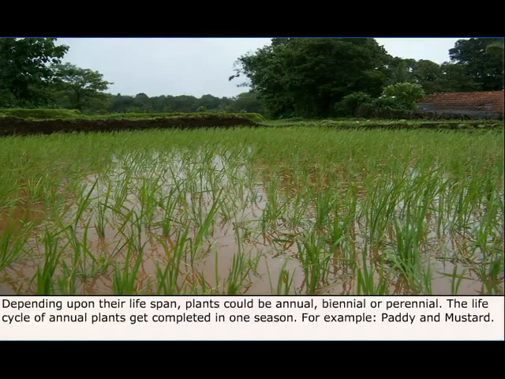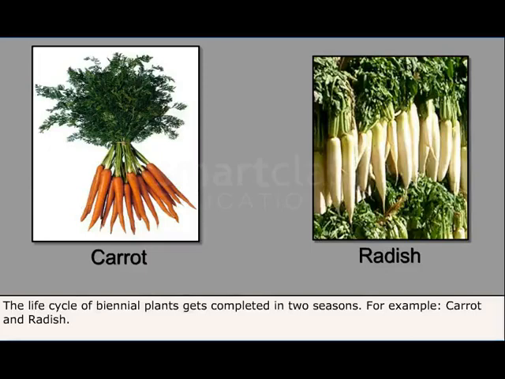Depending upon their lifespan, plants could be annual, biennial, or perennial. Annual plants. The life cycle of annual plants gets completed in 1 season. For example, paddy and mustard. Biennial. The life cycle of biennial plants gets completed into 2 seasons. For example, carrot and radish.